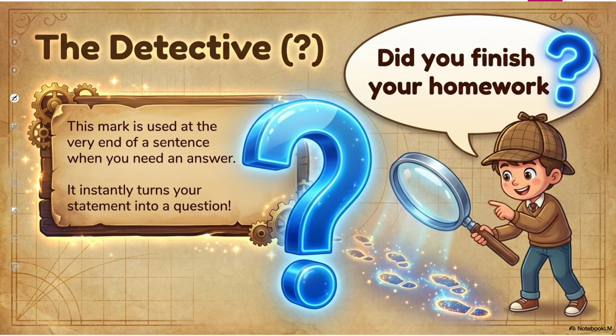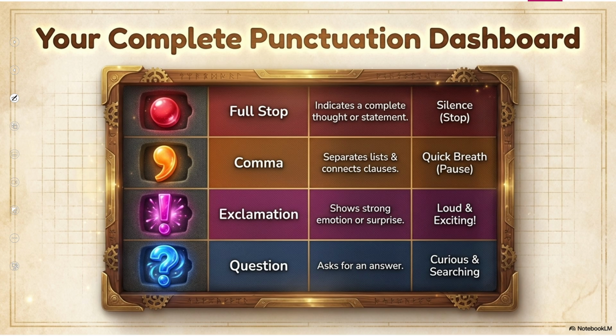Then we have question mark, which is used in interrogative sentences. We always write question mark at the end of the sentence. For example, did you finish your homework? Now I am interrogating you. Have you finished or did you finish your homework? And in the end, I put this mark. This mark is used at the very end of a sentence when you need an answer. It instantly turns your statement into a question.